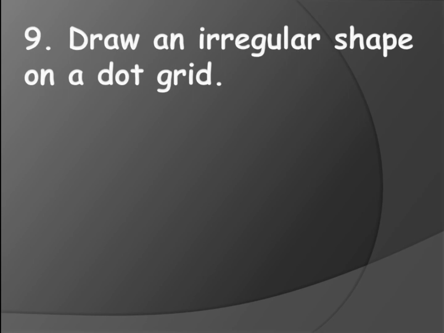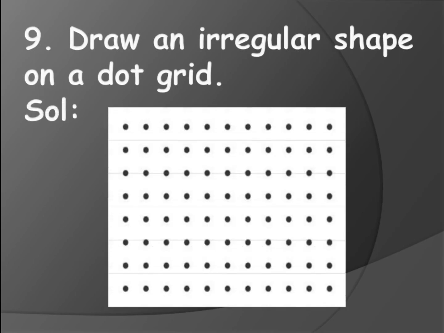And on what do we have to draw? On a dot grid. A dot grid is nothing but, on a plain paper, if you place the dots at equal distance like this, can you see the distance from one dot to another dot in any direction is equal, isn't it, children? So on this dot grid, we need to draw an irregular shape. You can draw any irregular shape. So here I am drawing like this.